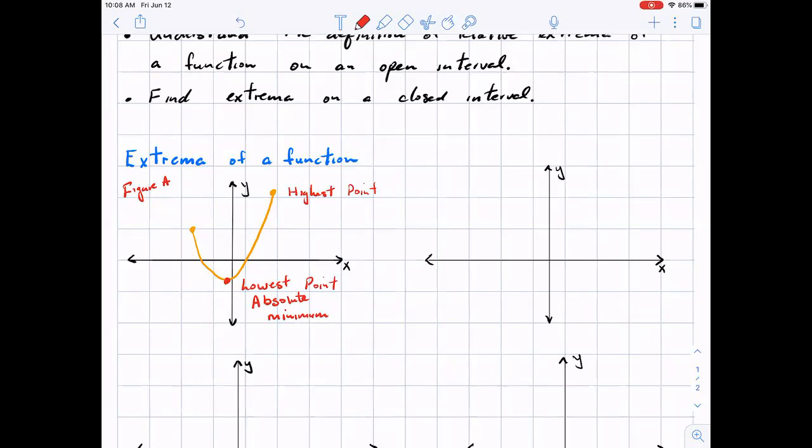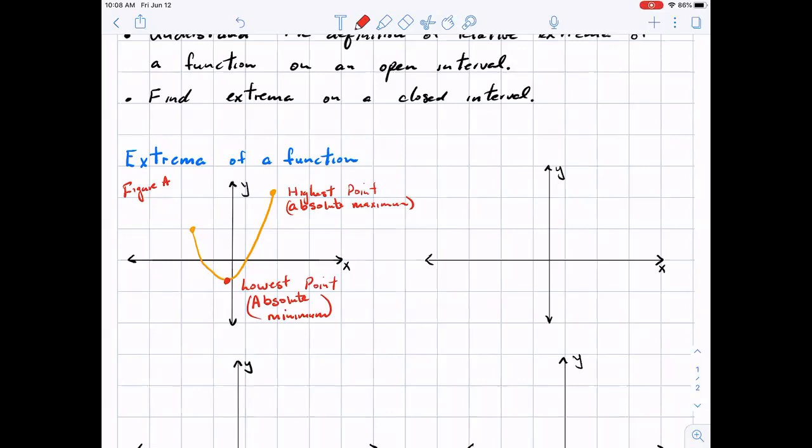And the highest point, since it's absolutely the highest point, is called your absolute maximum. It is called the absolute because that's the highest possible point on the graph. It's absolutely the highest point, no questions.